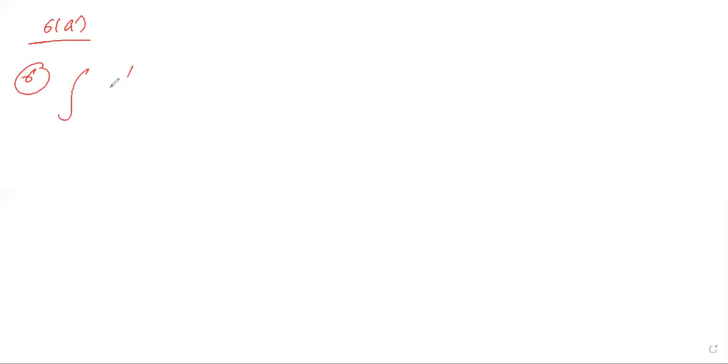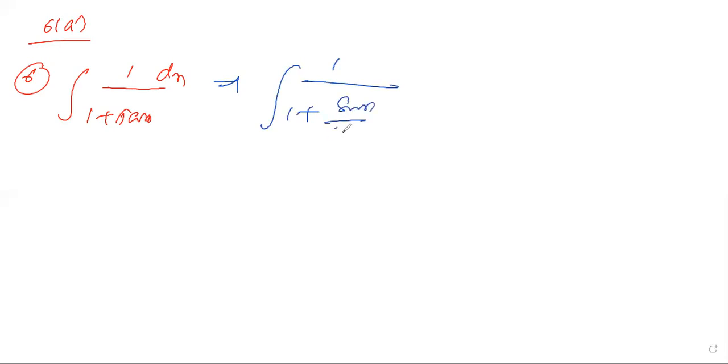The sixth question is 1 by 1 plus tan x. Simple question. I'm writing tan x in a very simple way as sin x by cos x. I am simplifying the question. After this, what you are going to get is cos x in the numerator and cos x plus sin x in the denominator. Clear? Any doubts?